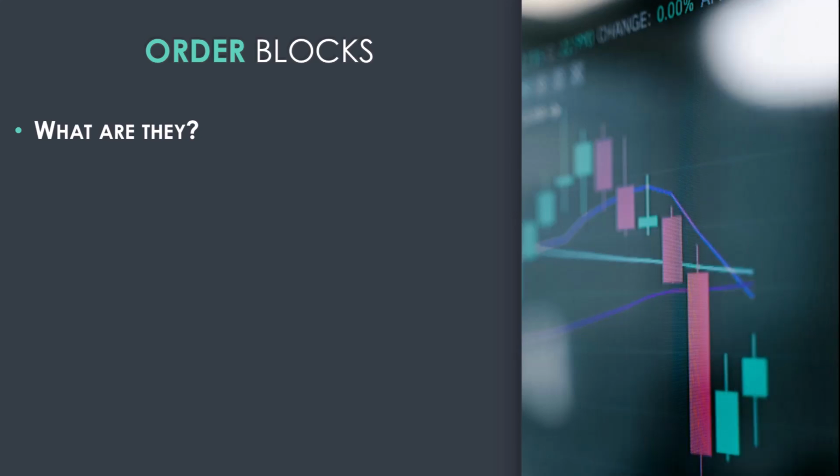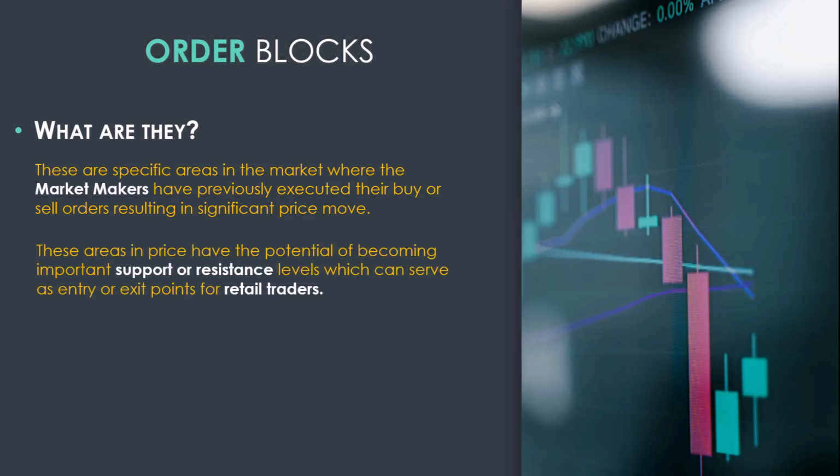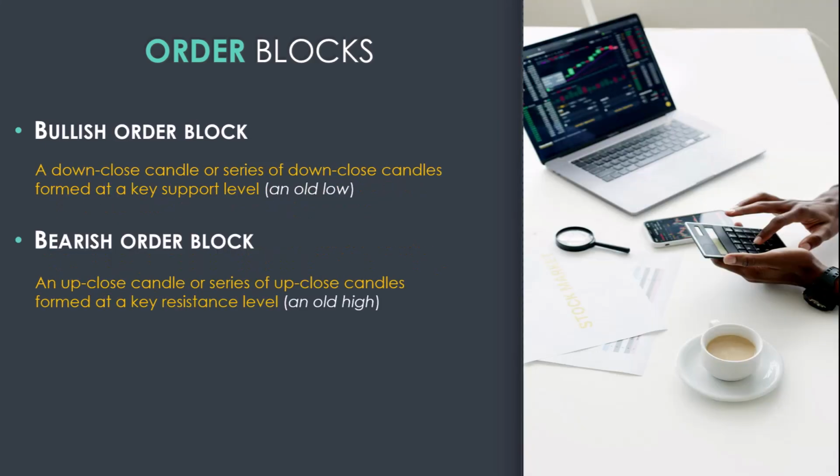Now, what are order blocks? These are specific areas in the market where the market makers, and when I talk about market makers, I'm referring to the big banks, institutions, and what have you. They are areas where they have previously executed their buy or sell orders, resulting in a significant price move. These areas in price have the potential of becoming important support or resistance levels, which can serve as entry or exit points for retail traders.